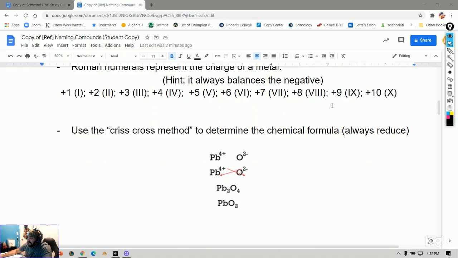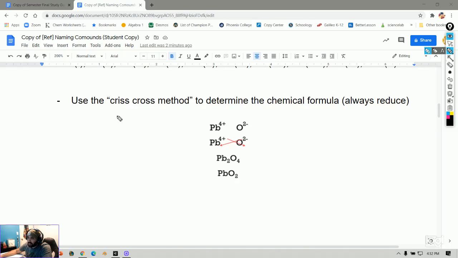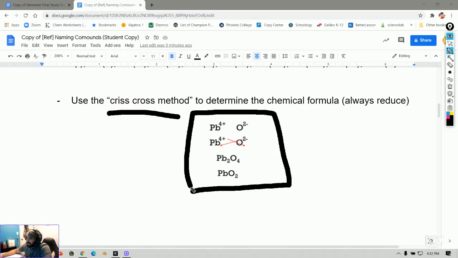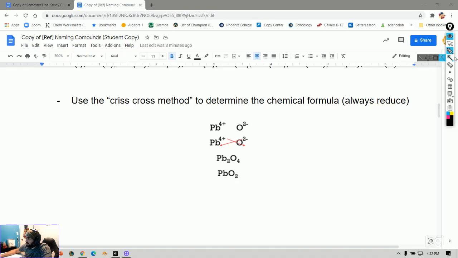Also on the reference sheet, I showed you an example of the crisscross method. Remember, this is all reference sheet. You may or may not have to do all of this with a certain problem. This right here is an example of the crisscross method. Let's say I have lead with a positive 4 charge and then oxygen with a negative 2 charge. Let me make this a little bit smaller. For the crisscross method, you take this number and you put it here, and then you take this number and you put it here.